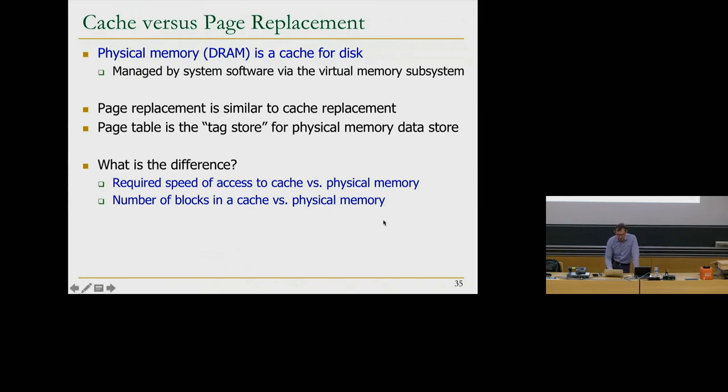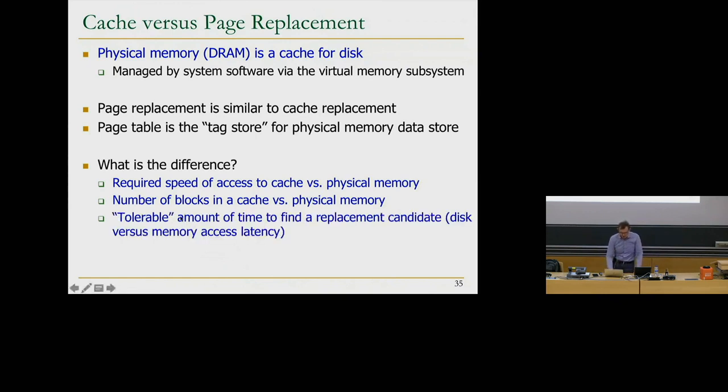This makes replacement a bit harder in physical memory. This makes replacement a bit easier in physical memory because you have a lot of time to figure out the victim. Here, even though you have a lot of time to figure out the victim, you have a lot of potential victims to replace. So they oppose each other a little bit. So I already said this, basically the tolerable amount of time to find a replacement candidate, disk versus memory access latency, that is very different. So in disk latency, you can actually take time to figure out which one to replace.